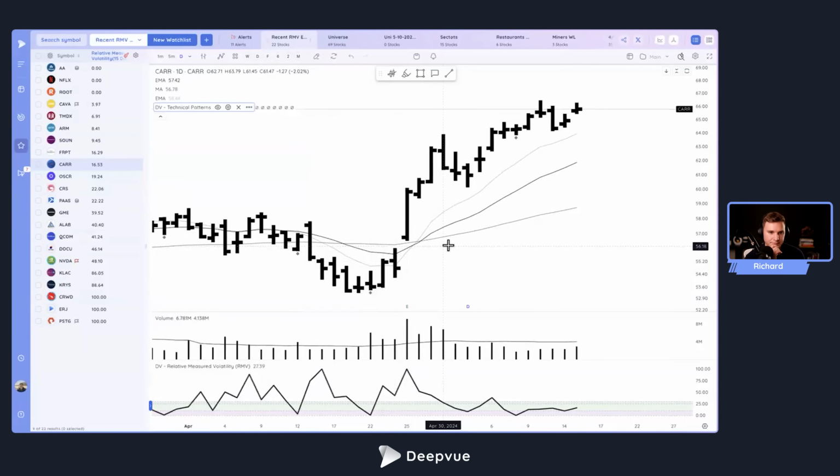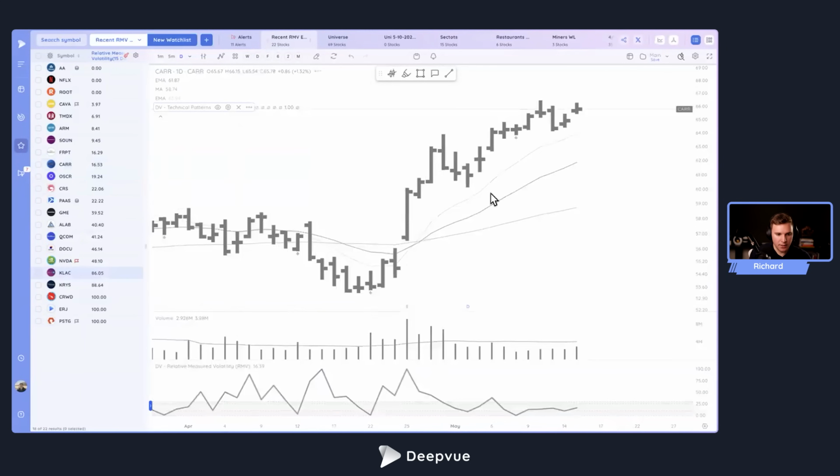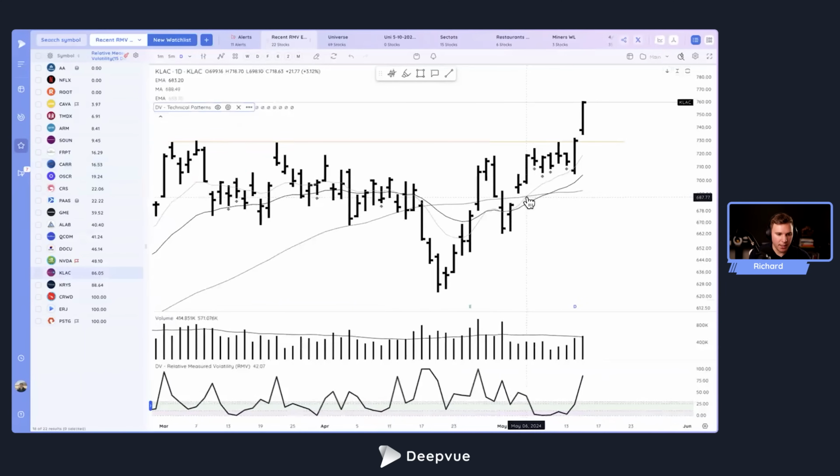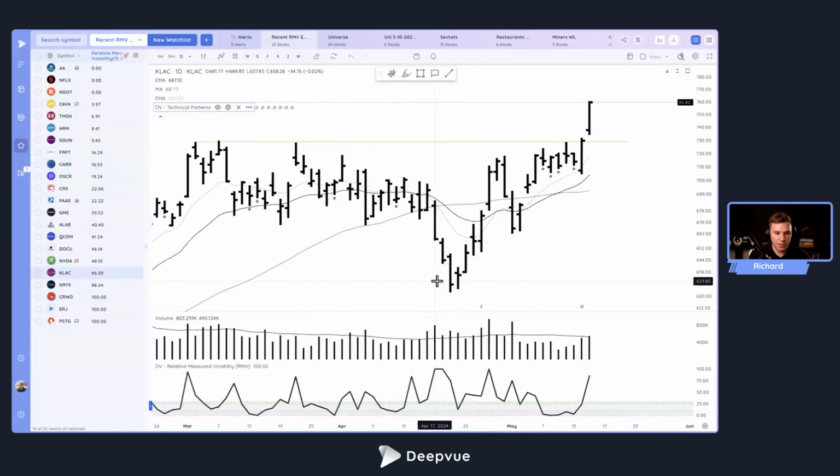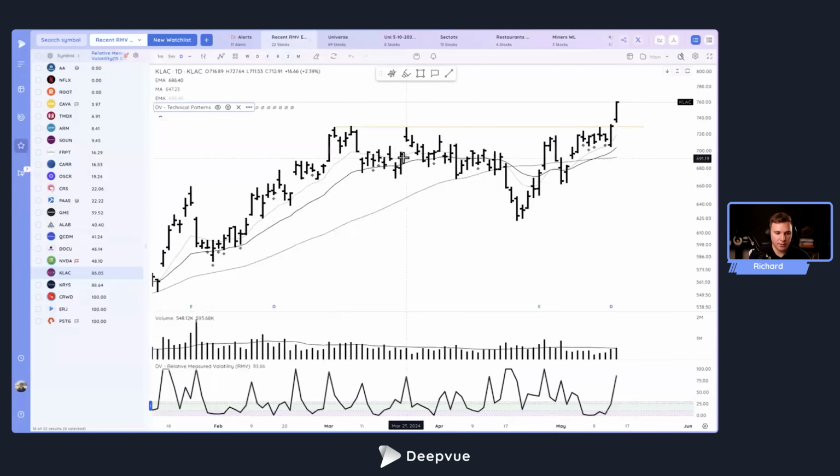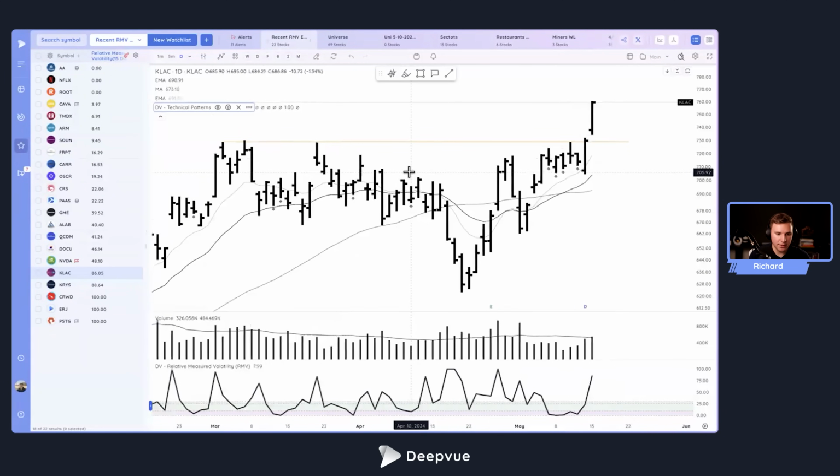The other one is KLAC. Yeah, so we went over this one already. This is the setup I'm going for, where we're up the right, we formed a base, we're in a longer term uptrend. This is part of a key theme.